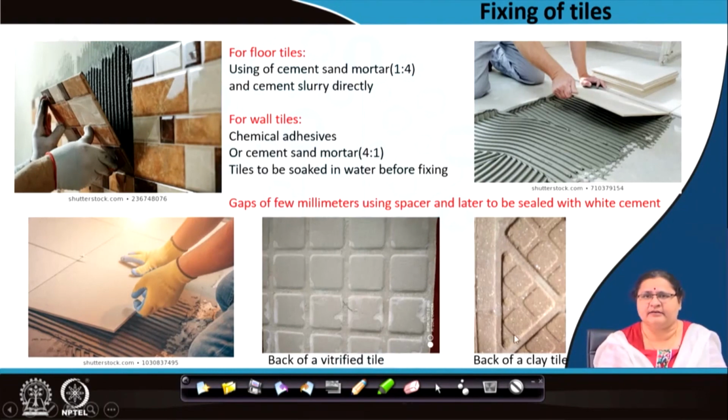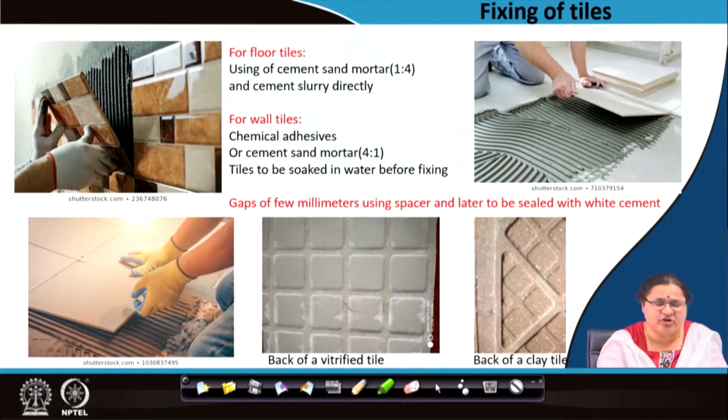At the back of the tile, this is a vitrified tile, and at the back of the tile, this is a ceramic tile. They have a kind of checkered ribs which will actually get into the slurry which has been put here.